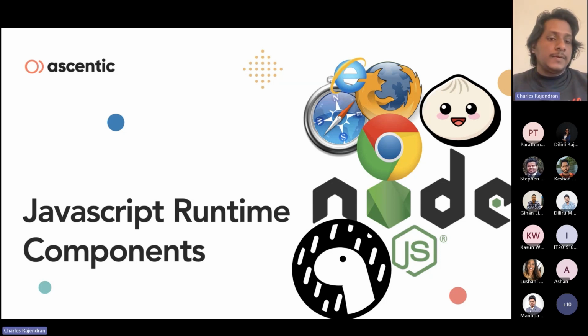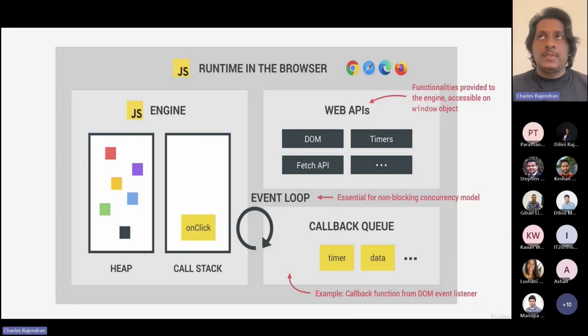When we talk about JavaScript runtime components, this is a very, very high-level runtime overview. We have different components in this. The JavaScript engine is obviously the core component in the JavaScript runtime. The engine also has two important components called the heap and the call stack. We also have web APIs, callback queues, and the main topic of today, the event loop.